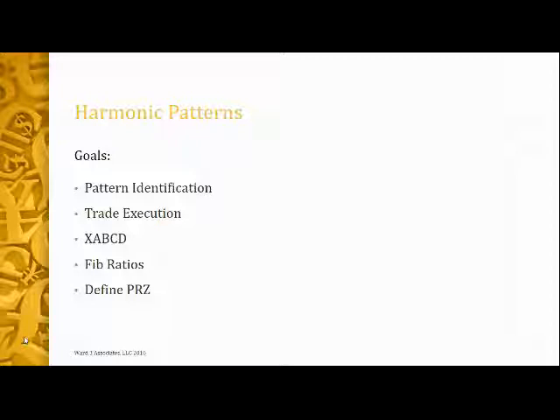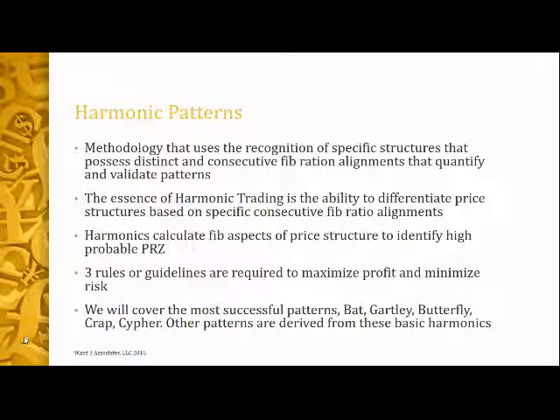Our goals for this section are pattern identification, trade execution, learn X, A, B, C, D, learn the different fib ratios of the harmonic patterns that we use, and how to define your price rejection zone with a harmonic pattern, okay? Again, guys, a harmonic pattern is just added confluence, okay? Harmonic patterns are a methodology that uses the recognition of specific structures that possess distinct and consecutive fib ratio alignments that quantify and validate patterns.